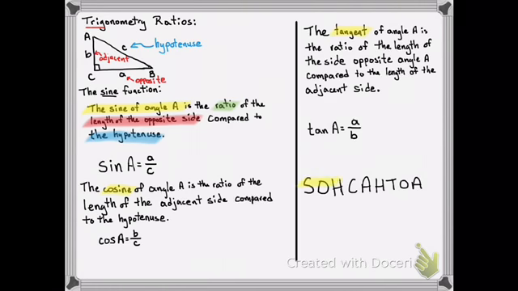S stands for sine, O stands for opposite, H stands for hypotenuse. So the sine function is the opposite side divided by the hypotenuse. CAH tells us that the cosine function is equal to the adjacent side divided by the hypotenuse. And then finally, TOA tells us that the tangent is the opposite side divided by the adjacent side.